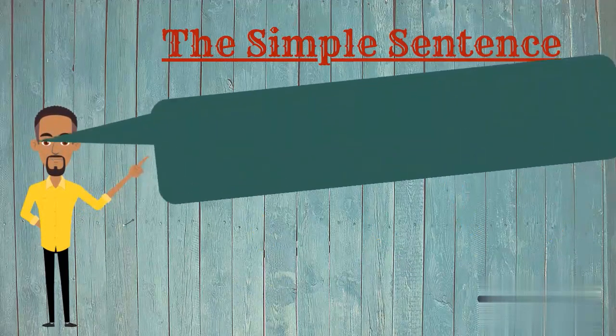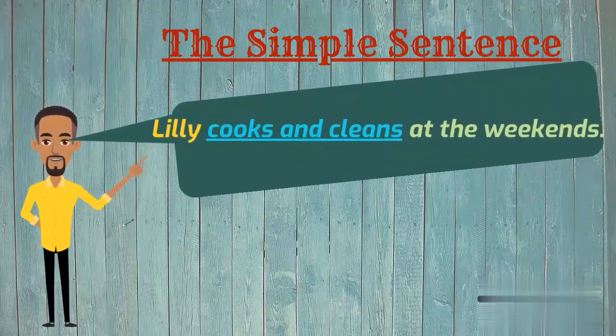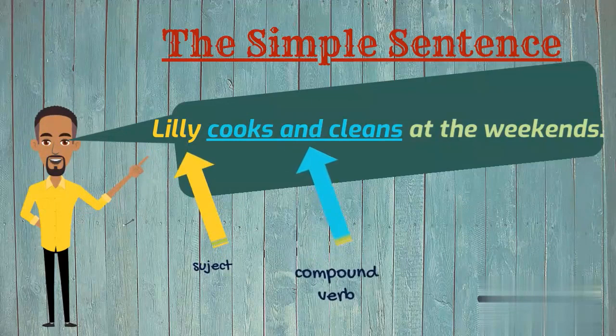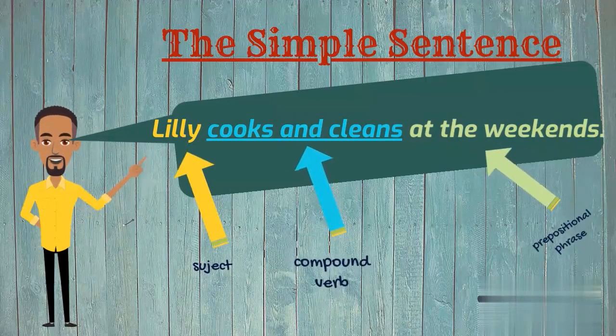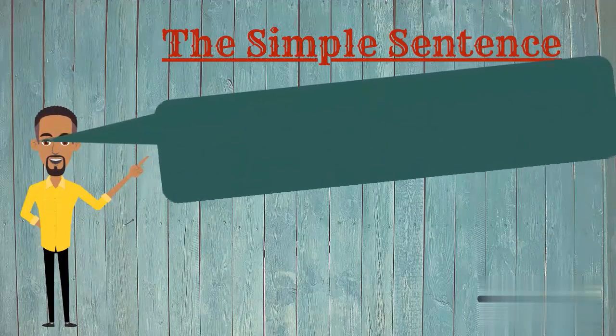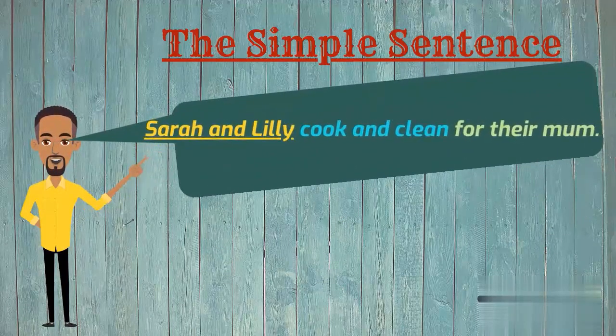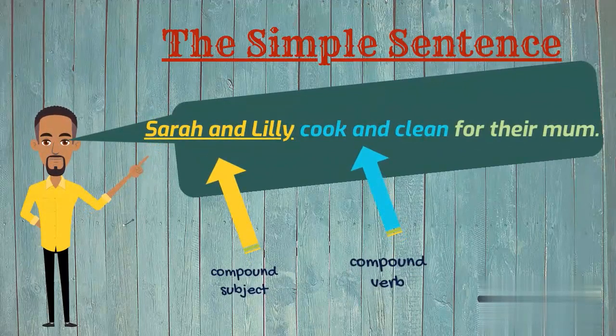There may be a compound verb like this one. Lily cooks and cleans at the weekends. Here we have cooks and cleans, and this is a compound verb. And we also have a subject and the rest of the sentence. We may have a compound subject and a compound verb in one sentence at the same time. Sarah and Lily cook and clean for their mom. So we have Sarah and Lily, and we have cook and clean.